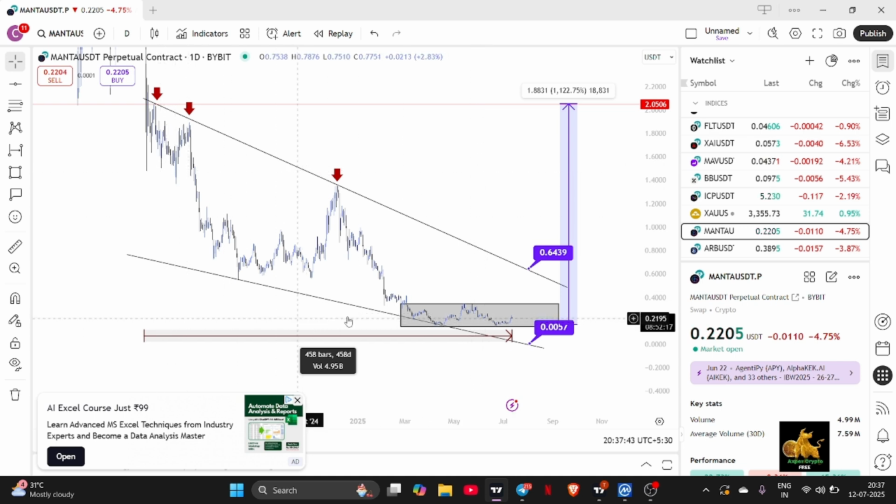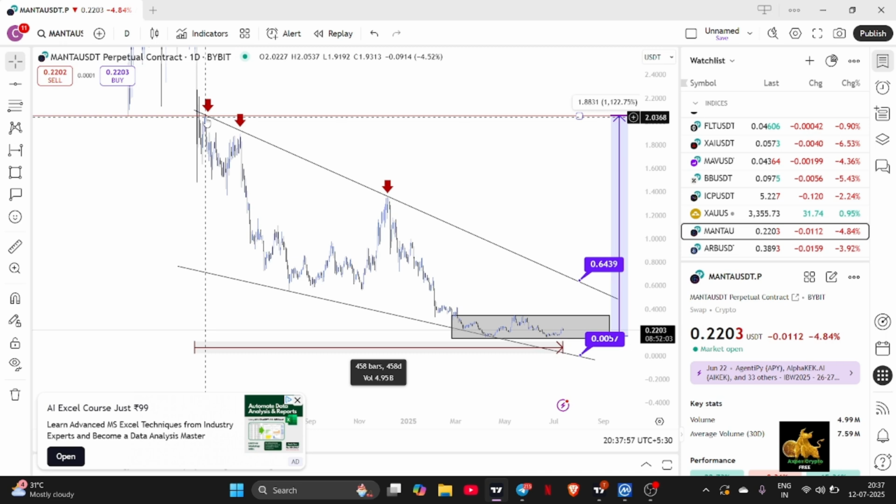And if you watch this, Manta is consolidating under falling wedge chart pattern around the last 458 days. Okay, and already got 3 times rejection. Here you can see Manta got first rejection around $2.03, and our second rejection level around $1.91, and our third rejection around $1.3597 range.